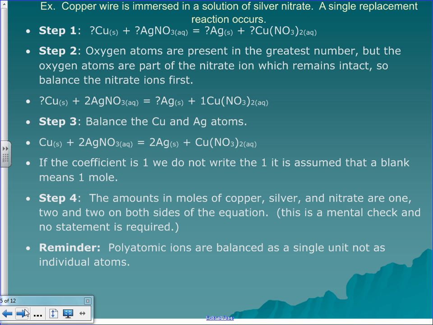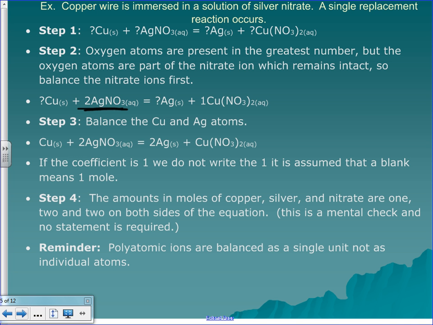Nitrate. Can we balance nitrate all as 1? Yes, we can. All right, so that's what we're going to do. Nitrate is present as a 2 on this side, but present as a 1 over here. So I would need to put a 2 in front of silver nitrate, as they've shown here. When I do that, it balances my nitrates, but throws out the silver.